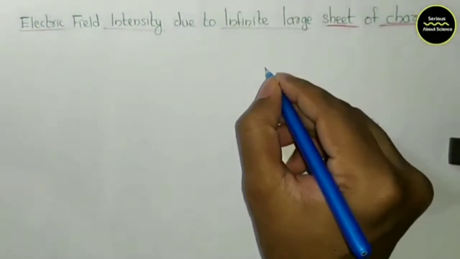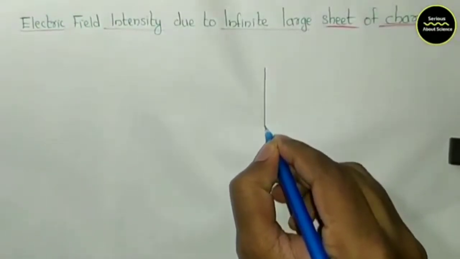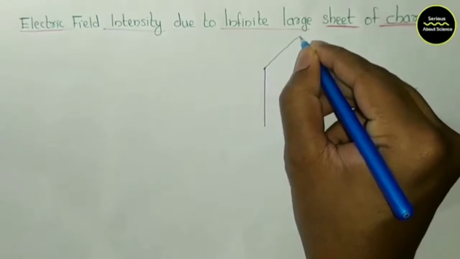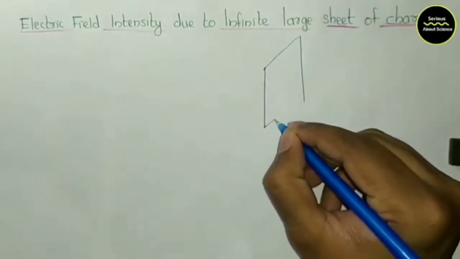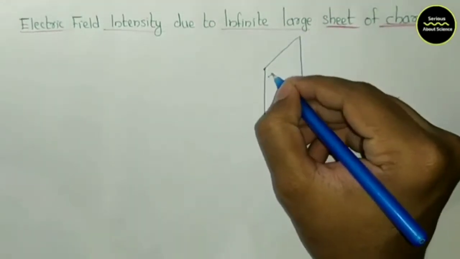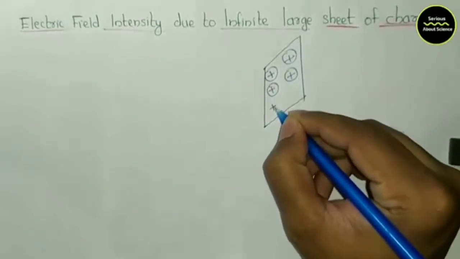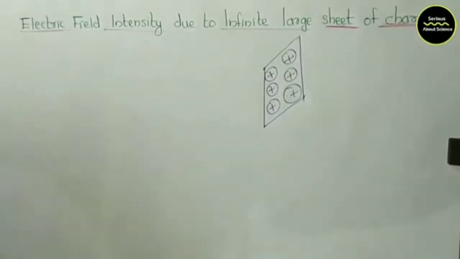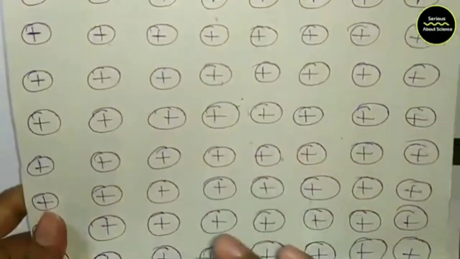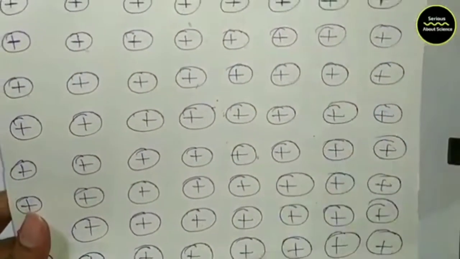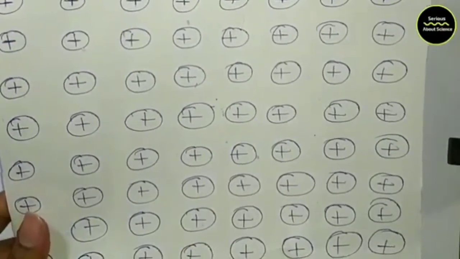So here in this paper, I draw that infinite plane sheet of charges, and inside that plane sheet there will be a lot of charges kept. Lots of plus charges are placed on that infinite plane sheet. In order to find out the electric field at a distance r, we will take a point P at a distance r from this sheet.